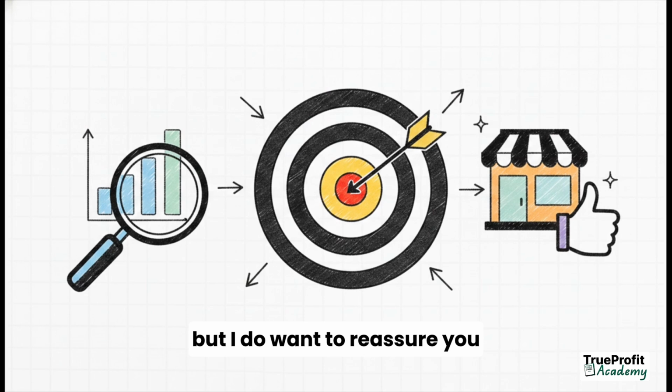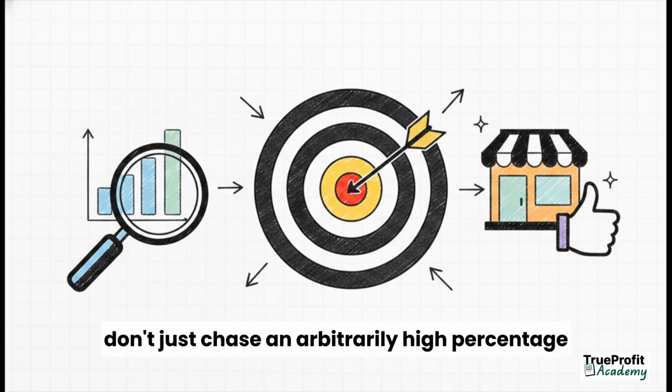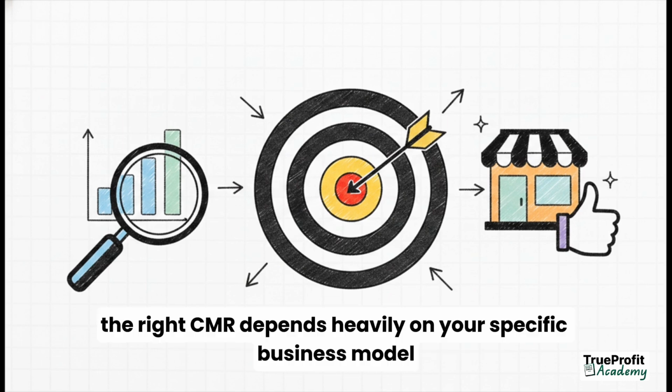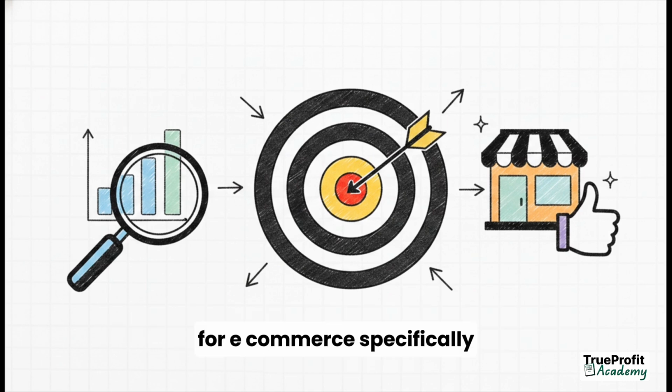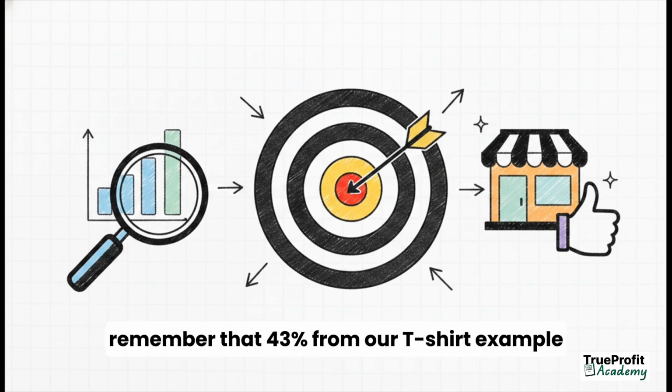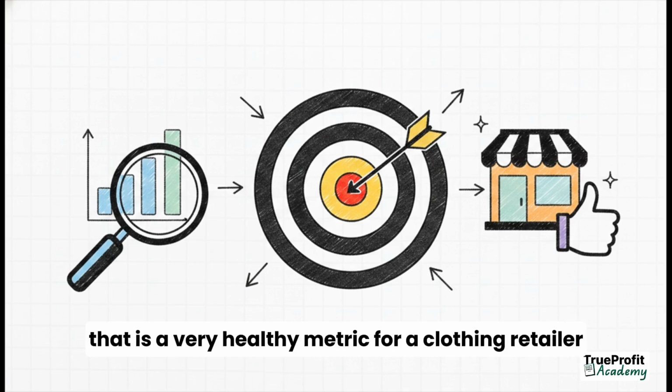But I do want to reassure you, context is everything here. Don't just chase an arbitrarily high percentage because it sounds good on paper. The right CMR depends heavily on your specific business model. For e-commerce specifically, a ratio of 30 to 50% is totally typical and completely workable. Remember that 43% from our t-shirt example? That is a very healthy metric for a clothing retailer.